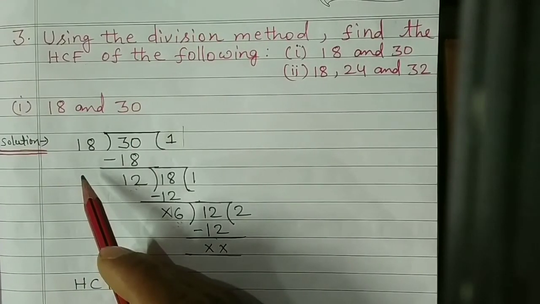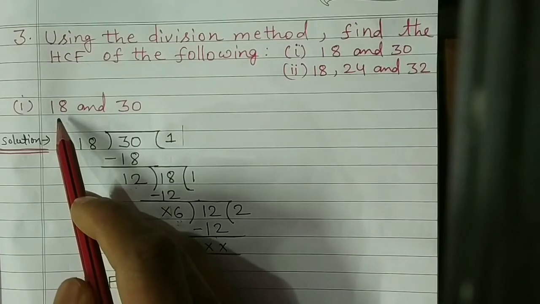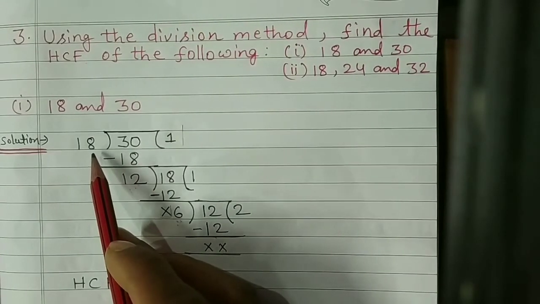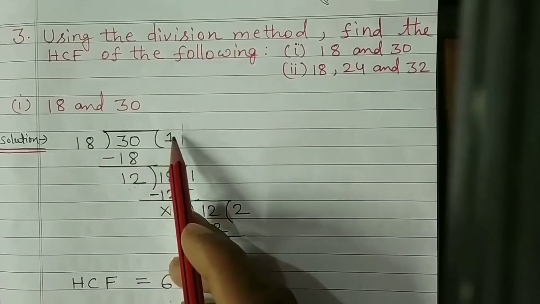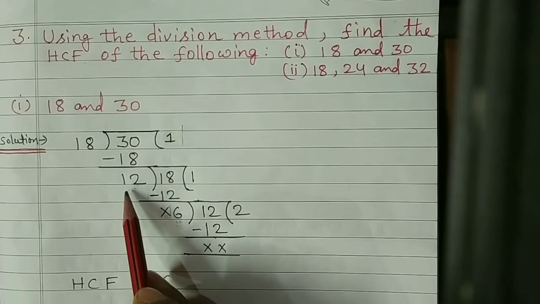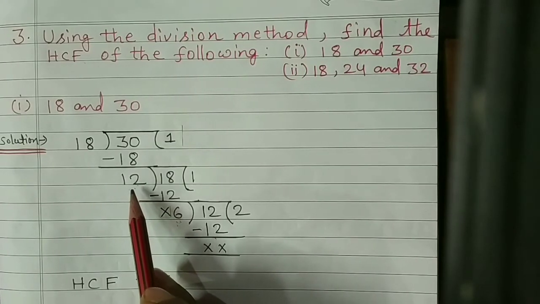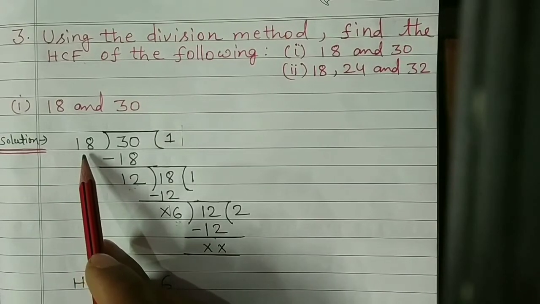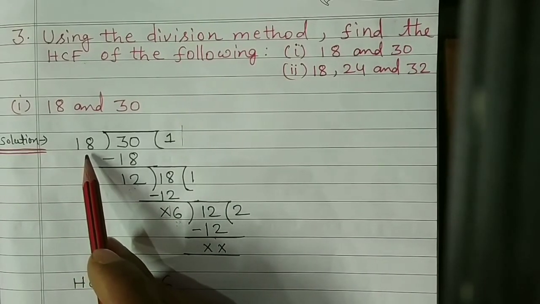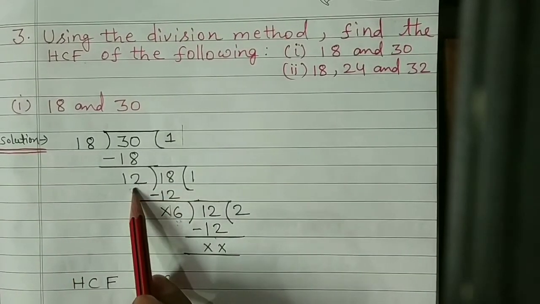What we are going to do here is divide the greater number 30 by the smaller number 18. 18 into 1, 18. After subtraction, the remainder is 12. Now we cannot divide this 12 by 18, because 12 is smaller than 18. So now we will divide 18 by 12.